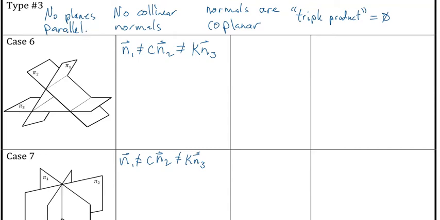Okay, so we show it like this, N1, and it doesn't matter which two, dot with N3, and that equals 0. And that's going to be true for both of these, because these are the cases, case 6 and case 7, where they are coplanar. D values are irrelevant.